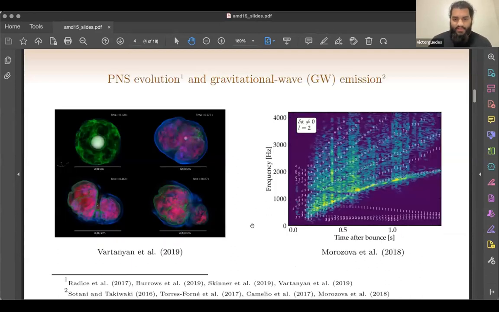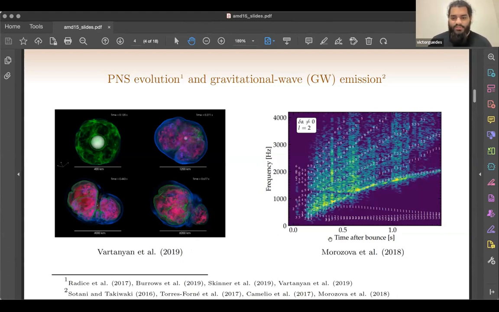So lately, there has been a lot of effort in modeling the evolution of these objects. And here on the left, I'm showing one of these works where the authors successfully obtained a 3D model for the explosion. As we can see, this is a very asymmetric environment, and the turbulent nature of the explosion itself can perturb the protoneutron star, which is represented by this isodensity surface, the white surface here. And this perturbation can excite its quasi-normal modes and lead to gravitational wave emission.